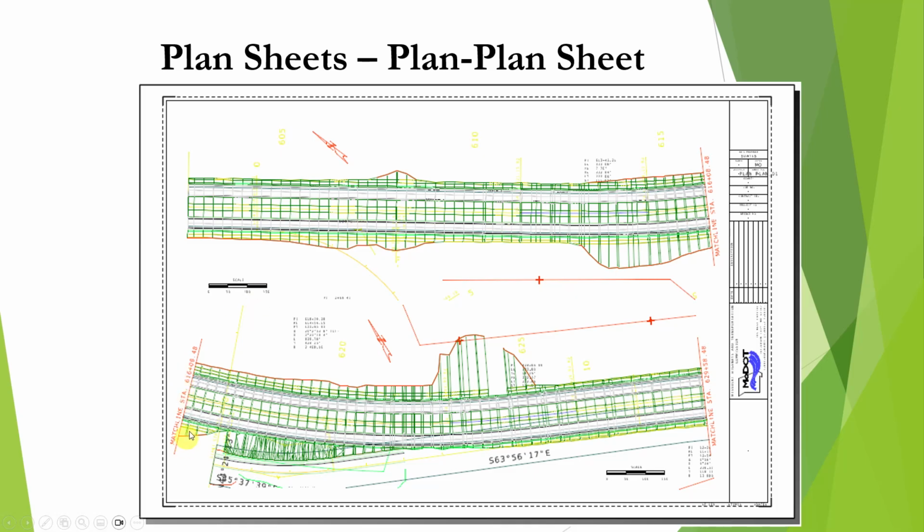You can see the match line here, station 616+08.48 matches up with station 616+08.48. So this would go to the back side of this. But sometimes you got enough room that you can actually split them up and have plan sheets.